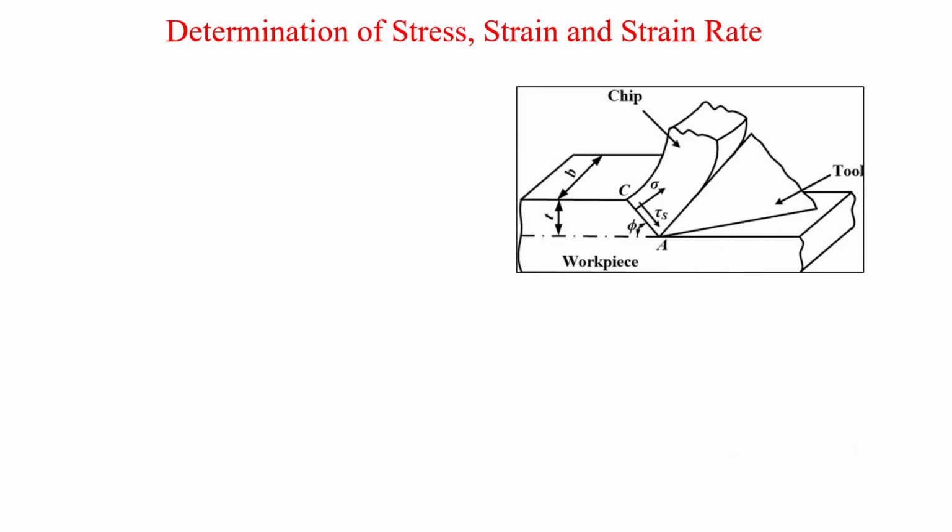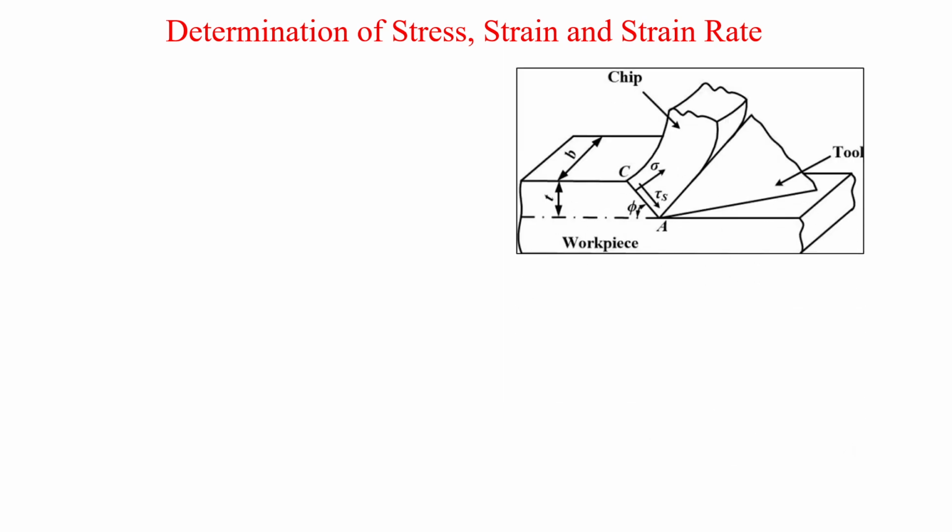Now, determination of stress, strain and strain rate. See, this is the basic diagram of the tool and chip. We have a tool here, we have a workpiece, we have a chip, we have a shear plane, and we have a rake plane. This is the uncut chip thickness, and this is the chip thickness. This is the width of the workpiece.